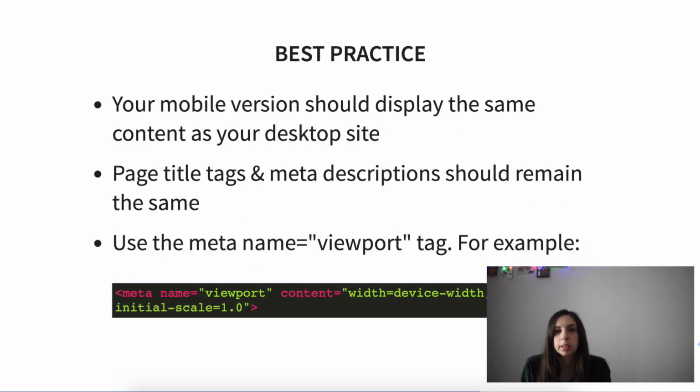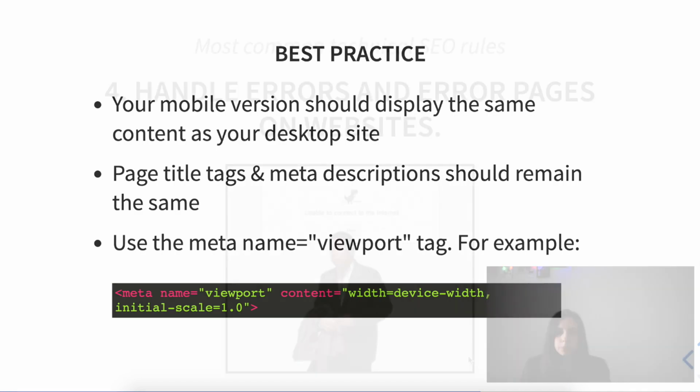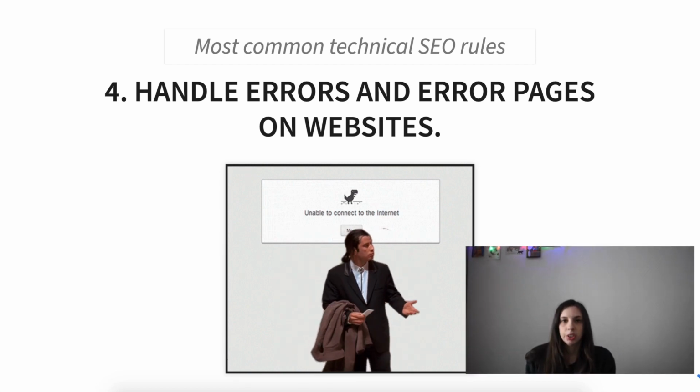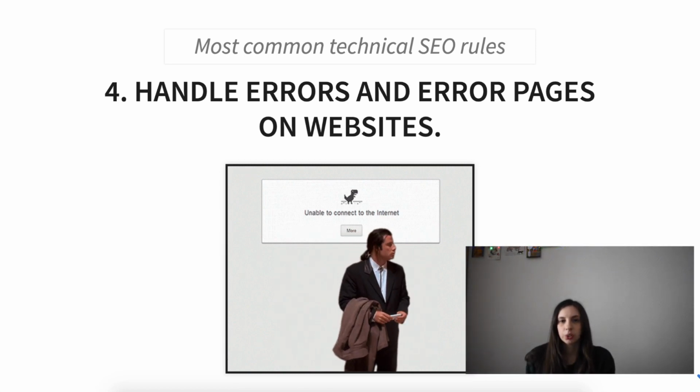Best practice is considered that your mobile version should display the same content as your desktop site. Page title tags and meta descriptions should remain the same. Use the meta name viewport tag in the head of your page to tell the browser how to adjust the content. Increase speed by optimizing the critical rendering path using HTTPS, eliminating render-blocking resources, removing unused CSS, and off-screen images. The next recommendation is to handle errors and error pages on your website.